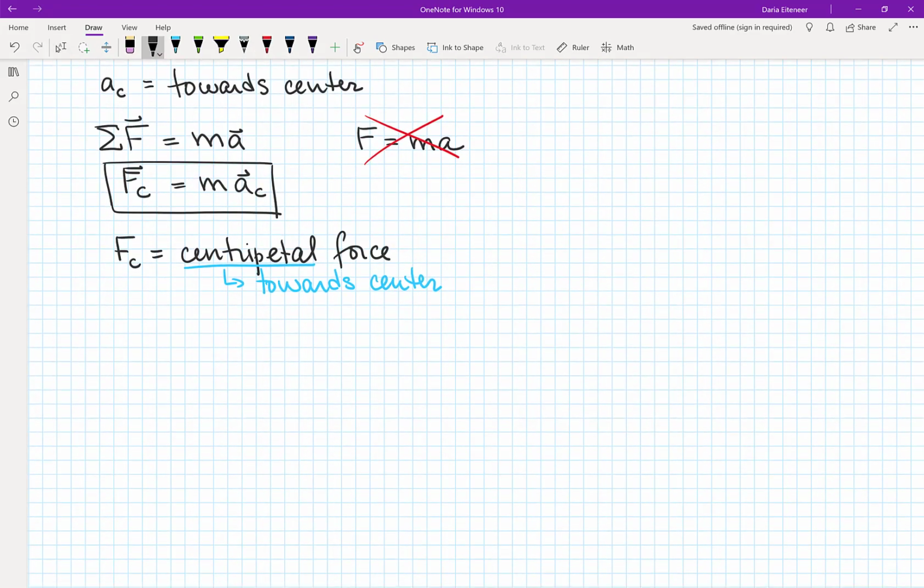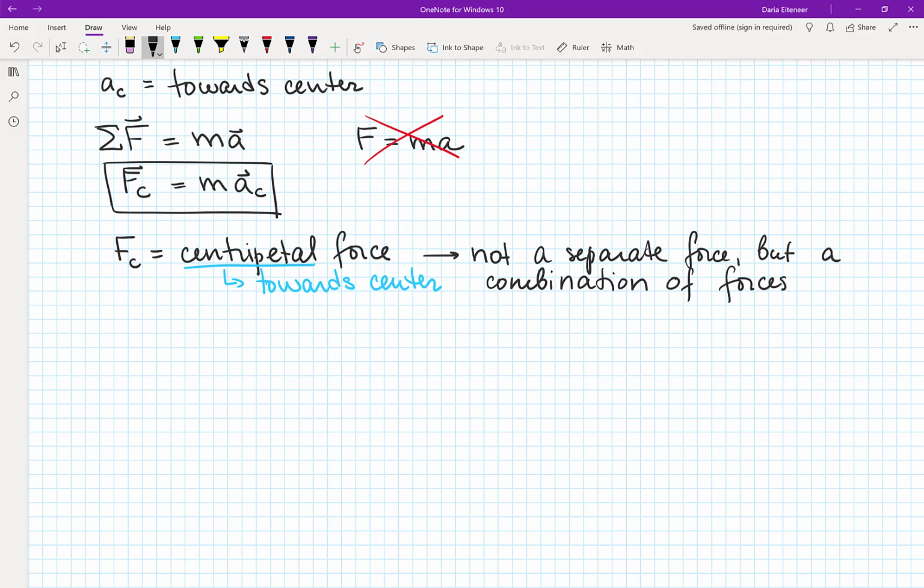Okay, so the centripetal force is not a separate force, but a combination of forces that make the object travel around the circle. And again, it doesn't even have to be a complete circle. It could be a portion of a circle, like an arc, or just a turn, something like that.